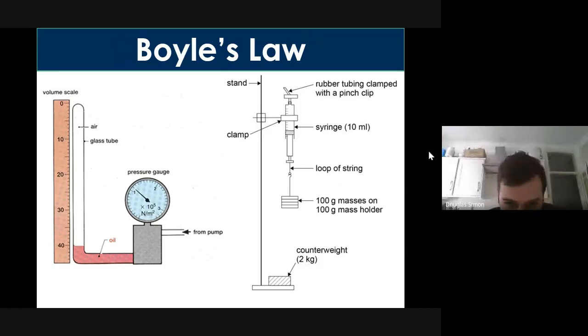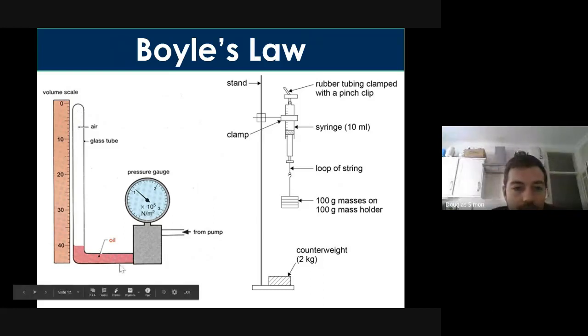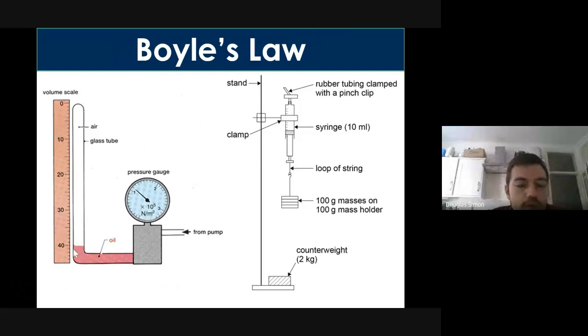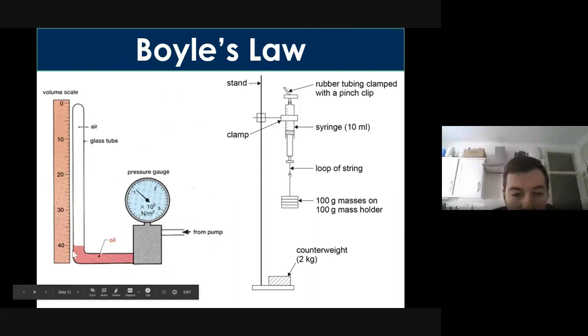Okay, welcome back. So the left-hand one is really easy. You typically have a container here with air in. So this is our starting volume of air. It doesn't really matter what the units are, just for the purposes of a general method, but we're probably going to be working in centimeters cubed. We have some oil here. It's typically dyed red, so you can see it.